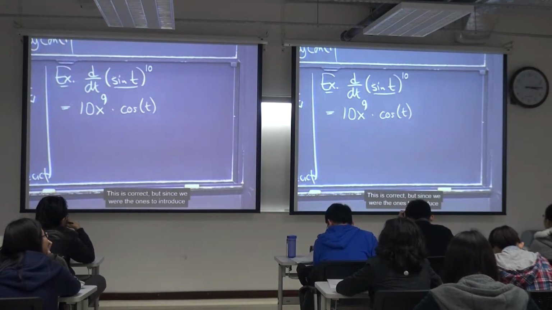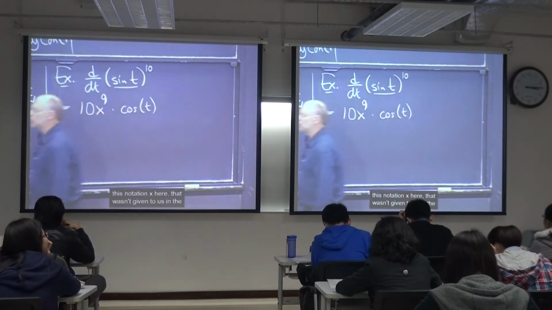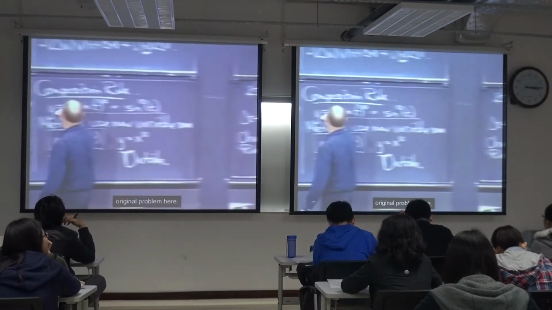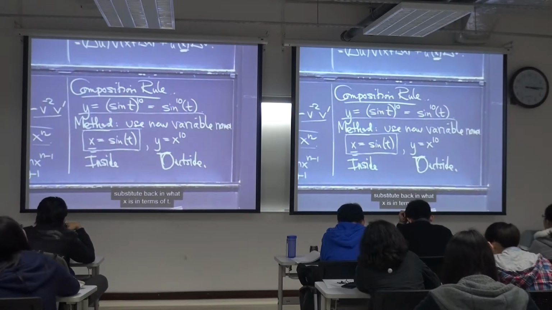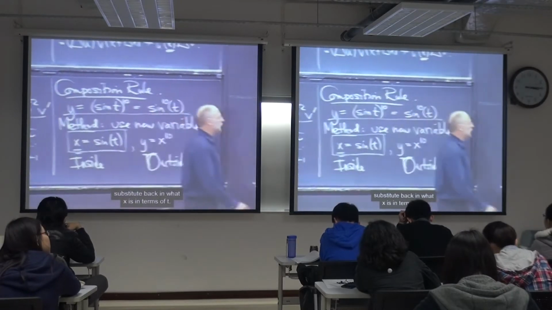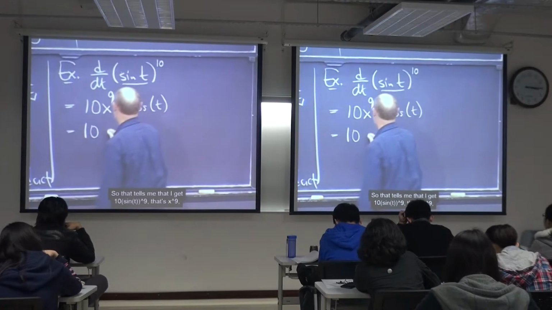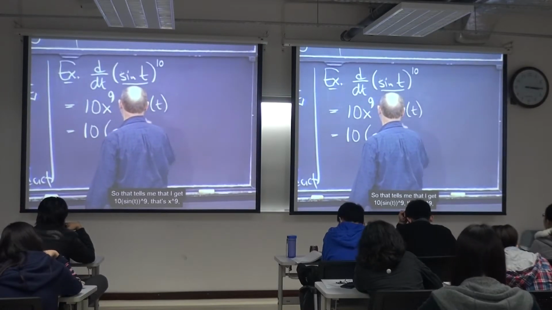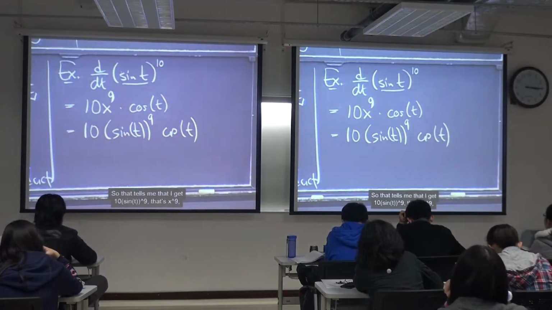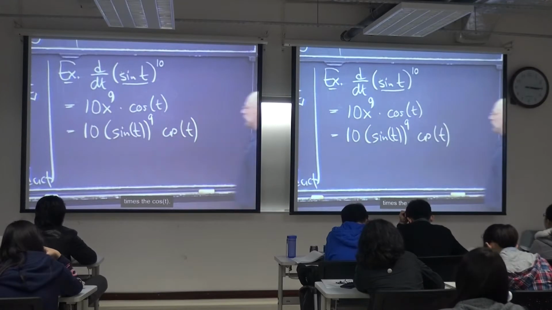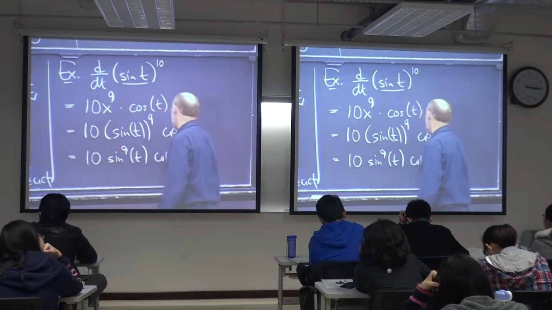This is correct, but since we were the ones to introduce this notation x here, that wasn't given to us in the original problem. The last step in this process should be to substitute back in what x is in terms of t. So x was sine of t, so that tells me that we get 10 times sine of t raised to the 9th power, that's x to the 9th, times the cosine of t, or that's the same thing, sine to the 9th of t, cosine of t.